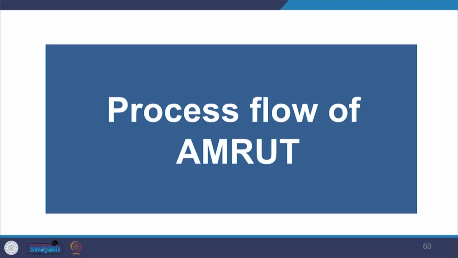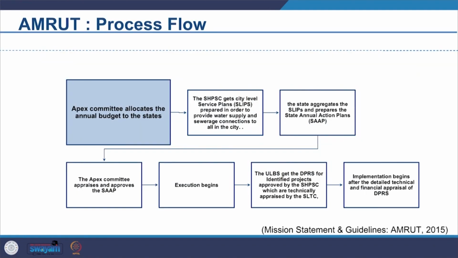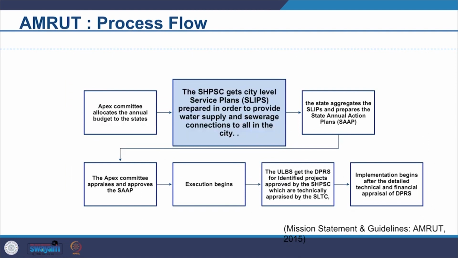Now, we will look at the process flow of AMRUT. We will see how projects get created. We are looking at the process flow here. The Apex committee at the ministry level allocates the annual budget to the states according to their resources available. Accordingly, the State High Powered Steering Committee, SHPSC, chaired by the state chief secretary, which steers the mission program in its entirety, asks the ULBs to prepare Service Level Improvement Plans, called SLIPs, which are the building blocks of AMRUT, to provide water supply and sewerage to all in the city.